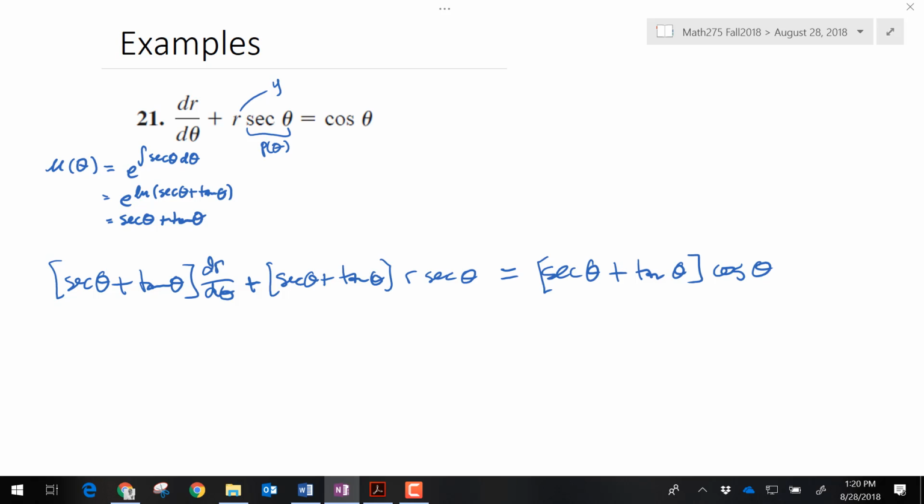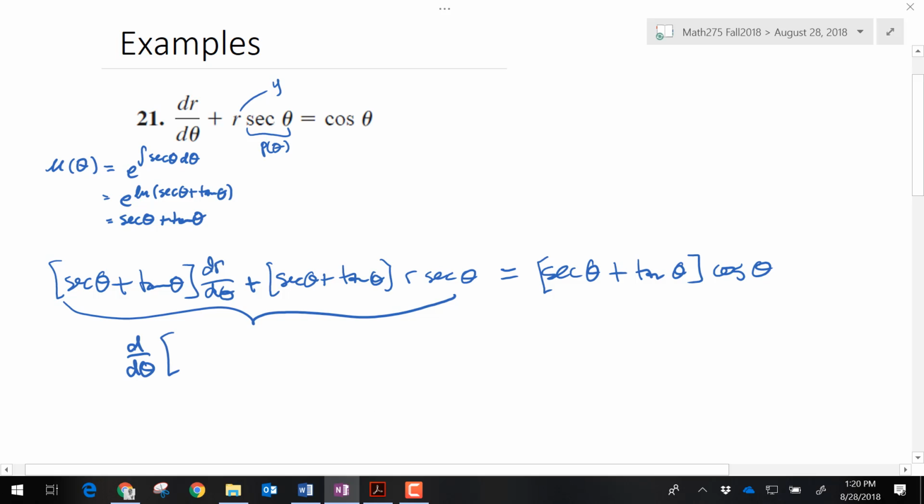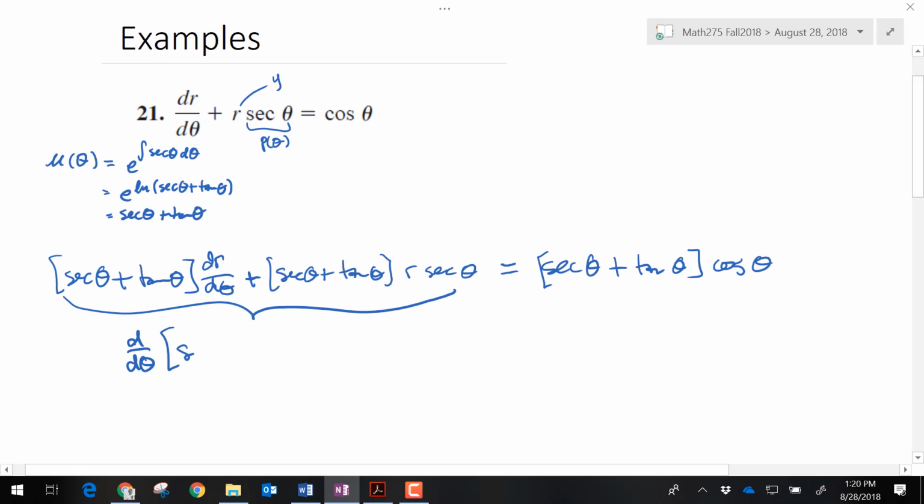Now that we have that, we're going to take that expression and multiply every part of this equation on the left and the right side. And so they all got a secant theta plus tangent theta. And the whole point in doing this is that this is a product rule. So this left-hand expression is just a derivative with respect to your independent variable. It's the derivative of the mu function that you found times the y, or the dependent variable, which is r. And that's what you're eventually solving for.